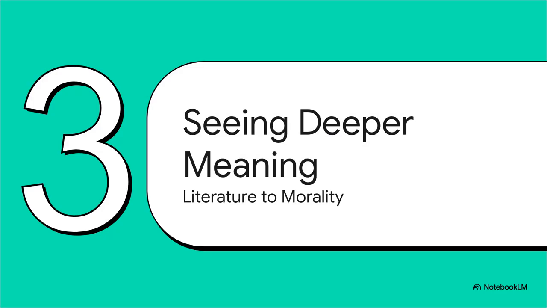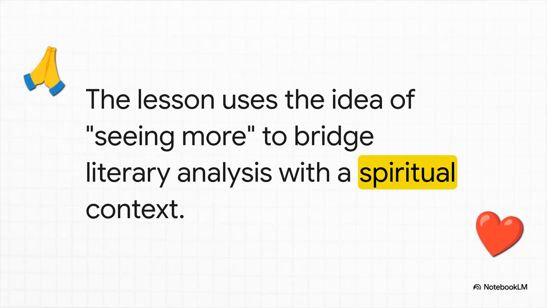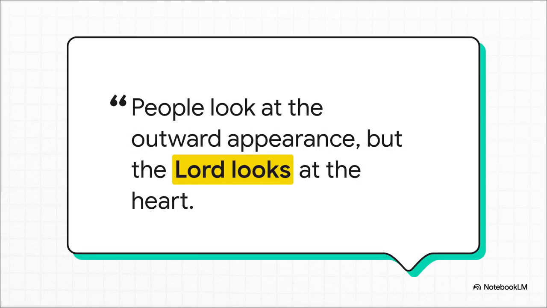Okay, and right here, this is the pivot point. This is where the lesson takes this literary idea, understanding different perspectives, and deliberately connects it to something much, much bigger, a moral and spiritual principle. You see, the goal here isn't just about becoming a better reader or a better writer. The curriculum is explicitly using this skill as a kind of bridge, connecting the act of seeing more in a story to a very specific spiritual worldview. And this verse is presented as the core idea, the anchor for the whole lesson.